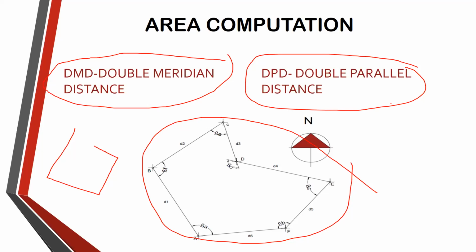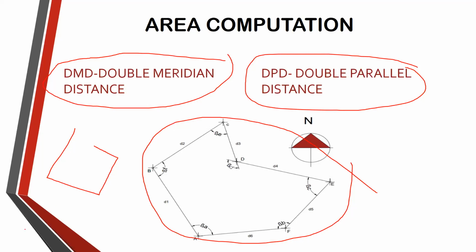We need to compute po yung error ng closure, and i-close po natin yung traverse natin. Paano natin i-close yung traverse natin? We can use, depende po if transit rule or compass rule. Okay, very good. By determining the latitude and the departure. Yes, very good. By determining the adjusted latitude and adjusted departure. Dapat ma-close muna natin yung traverse natin bago natin gamitin yung DMD and yung DPD natin.